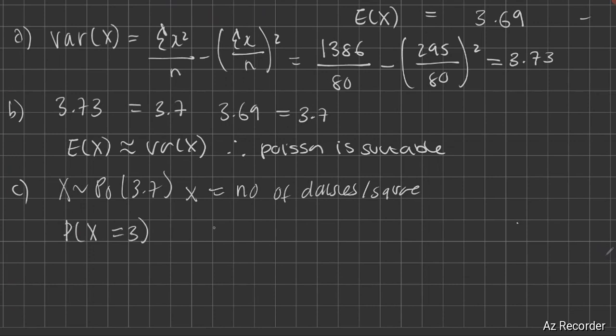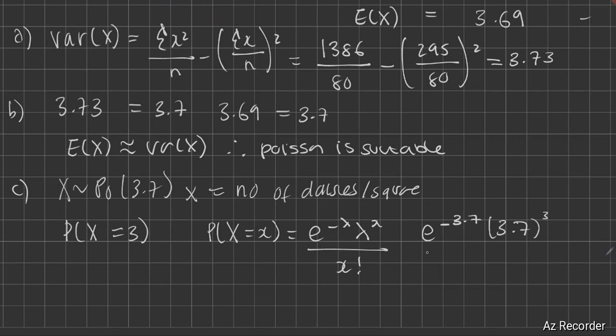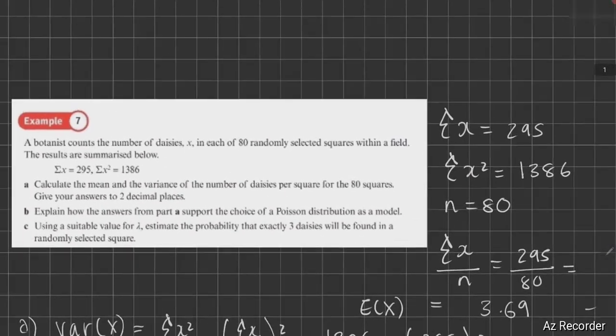We can use our formula, which is that the probability that X is equal to x is e to the minus lambda, lambda to the x over x factorial. So if we sub our numbers into this, we get e to the minus 3.7, 3.7 to the 3 over 3 factorial. And if we just put this into our calculator, we get 0.209.